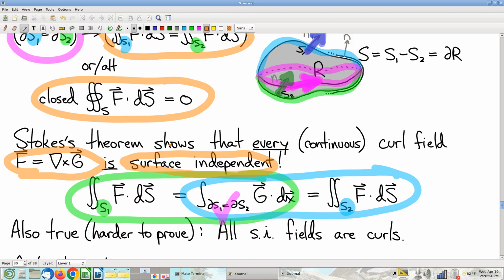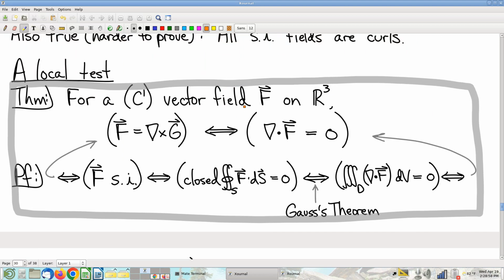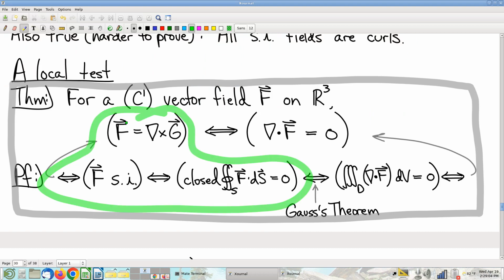Okay, now I do want to show you one more thing, then I'll give you an example. That is the local test. Now, everything we've got down here is kind of new, but these three statements are all the same. We've talked through the sameness of these. Surface independence can be written multiple ways. One of the ways to express surface independence is that closed fluxes are all 0. So we know those are the same.